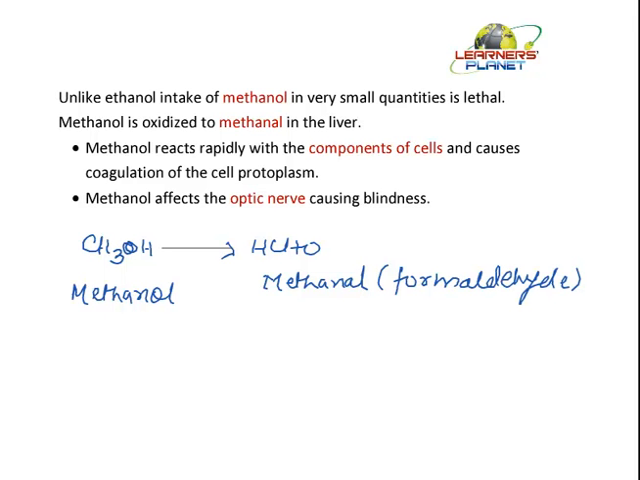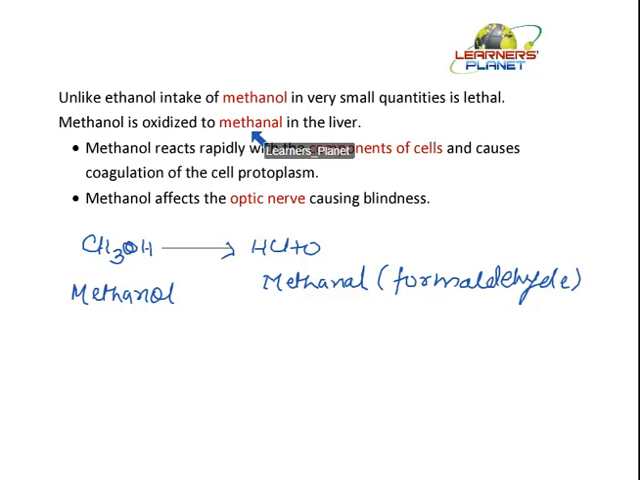Now you know what formalin is. Formalin is 40% formaldehyde. That is, it is forming a poisonous substance. Formalin is used as a disinfecting agent. So this 40% formaldehyde is formalin, and you must know how poisonous formalin is. So it reacts rapidly with the components of cells and causes the coagulation of the cell protoplasm. So the cell protoplasm coagulates.